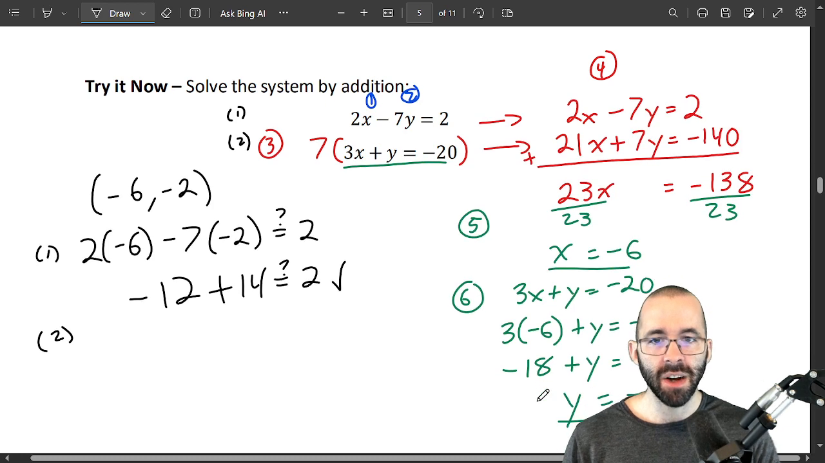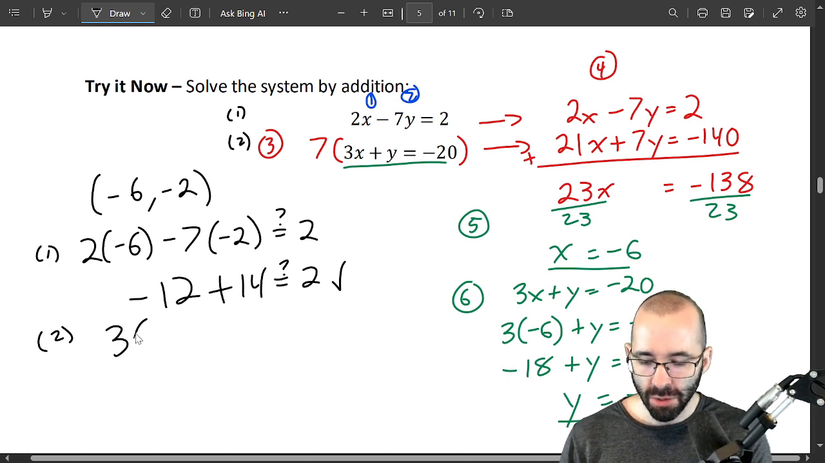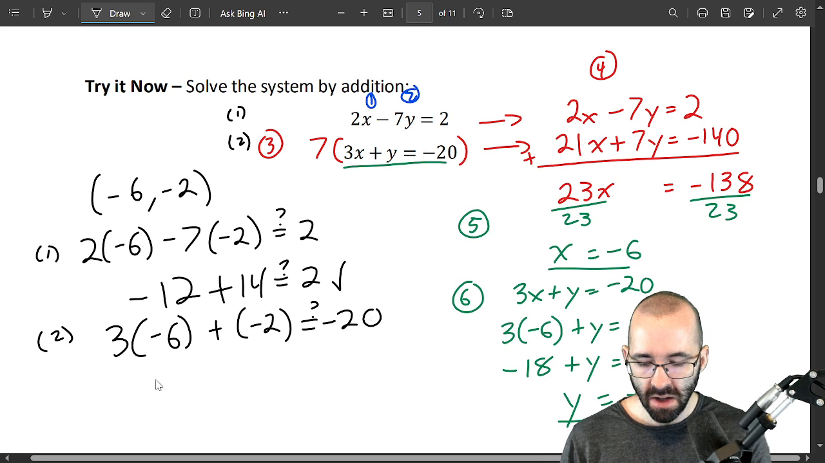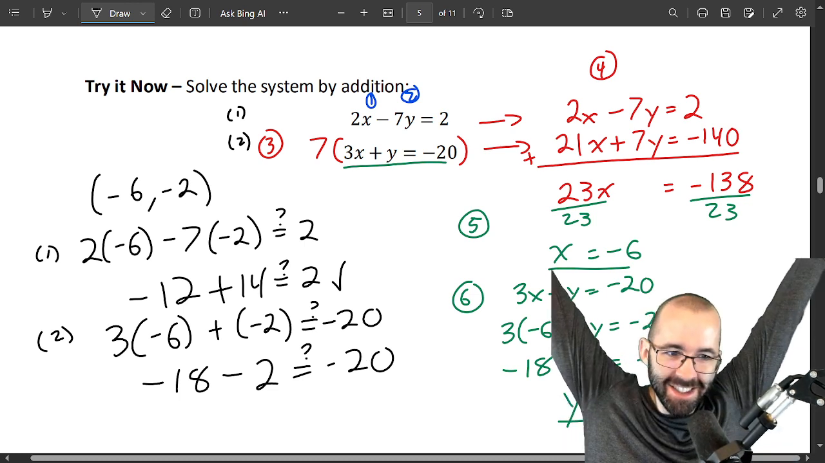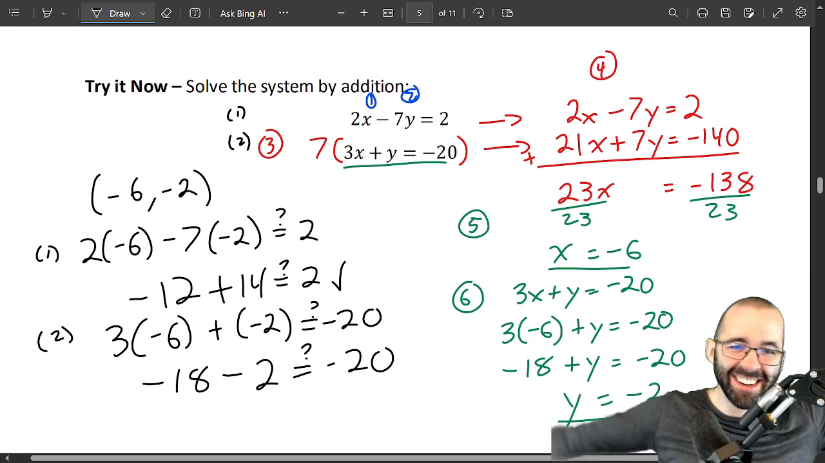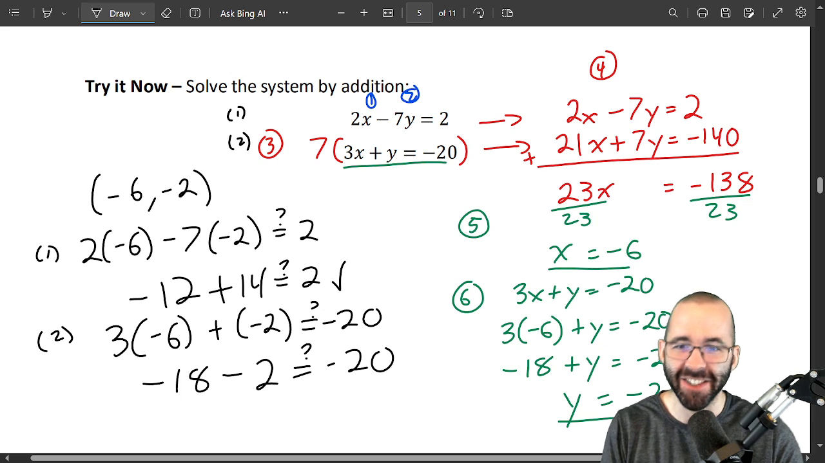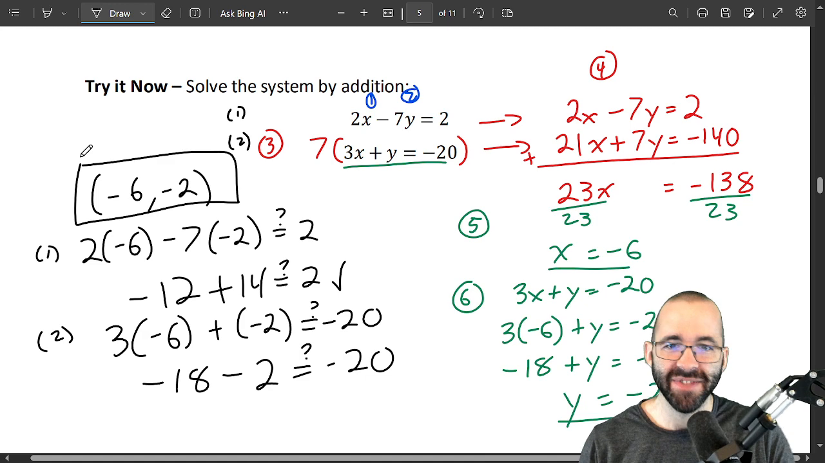So if it satisfies the other one, if the other equation's true, then we've got ourselves a real solution. The other equation says that 3 times our x plus 1 times our y should equal negative 20. Well, that's negative 18 minus 2. Does that equal negative 20? It does! Hooray! I know, it's very exciting. Everyone's very excited. All right, that's our answer.